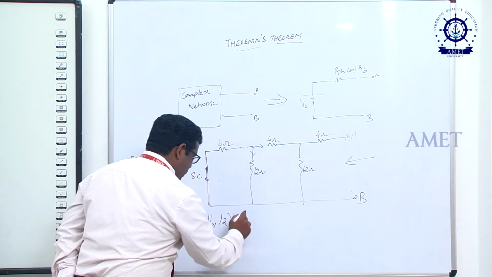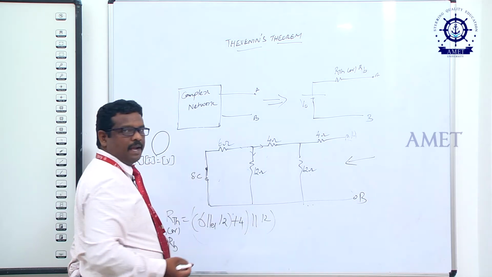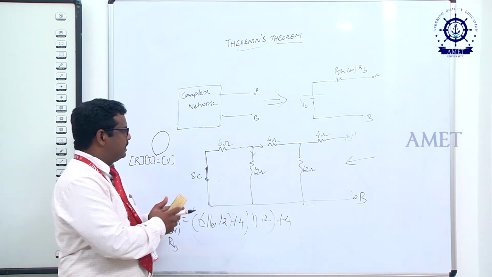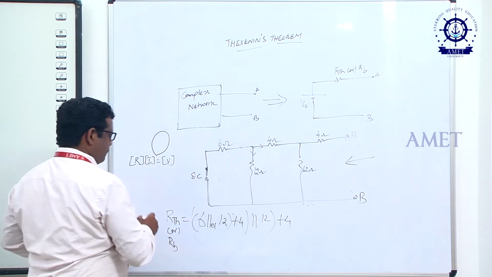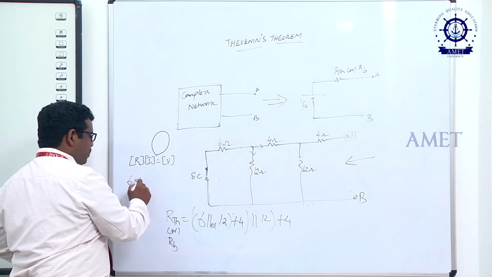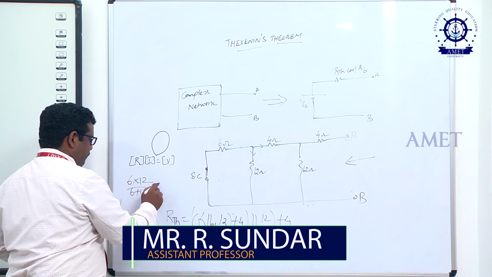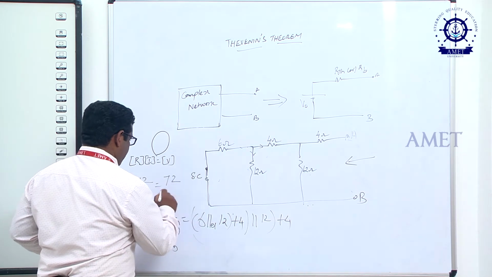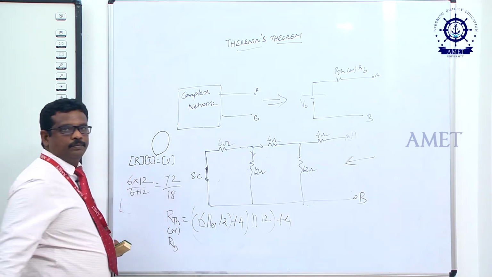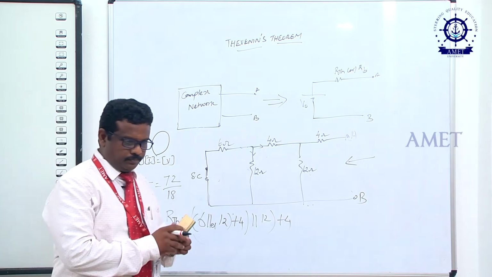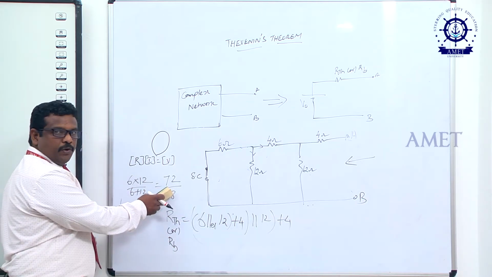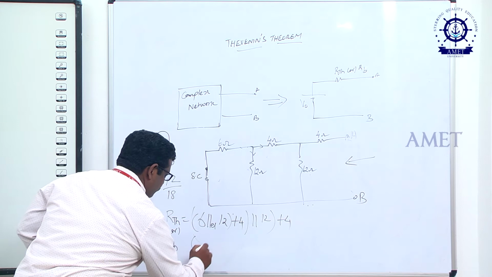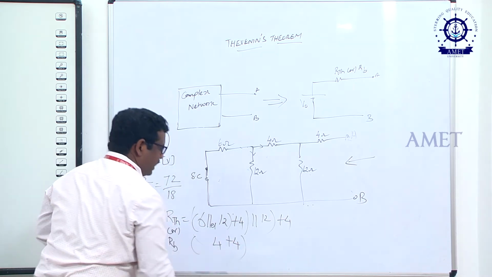Okay. 6 ohm resistance parallel with 12 ohm resistance, in series with 4 ohm resistance, in parallel with 12 ohm resistance, again in series with 4 ohm resistance. Like that I am simplifying the network. That is 6 into 12. Parallel means R1 R2 divided by R1 plus R2, that is 72 divided by 18, that is 4. 4 plus 4 in series, that is 8.